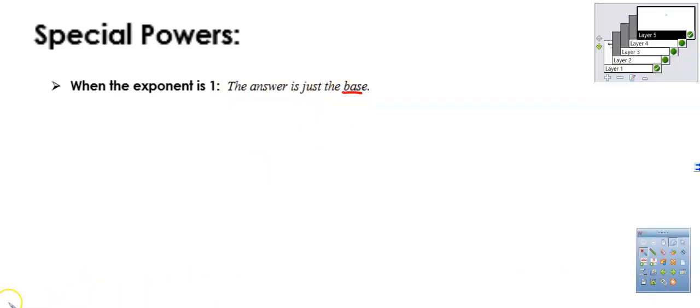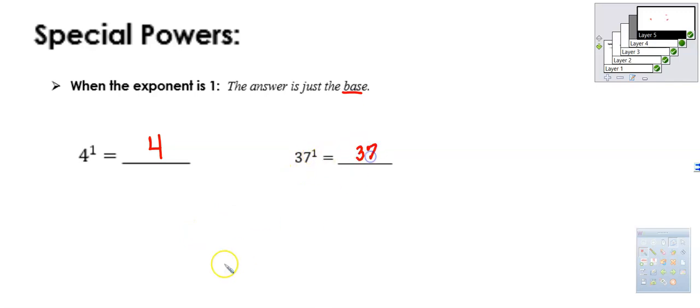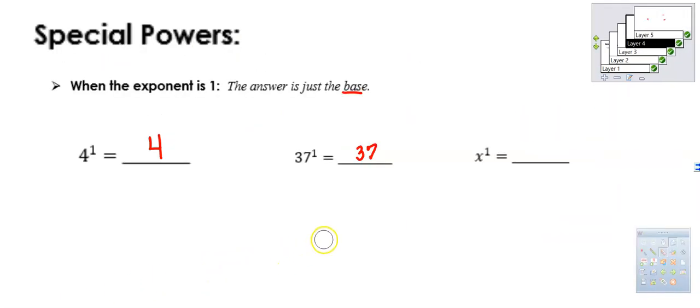So if we have 4 raised to the 1st power, your exponent is a 1, your answer is just the base, 4. So we have 1 factor of 4, so that's our answer. Pretty simple. So if I have 37 to the 1st power, the answer is the base, 37. I have 1 factor of 37, done. 1 and done. All right, so we're going to take a look at x to the 1st power.